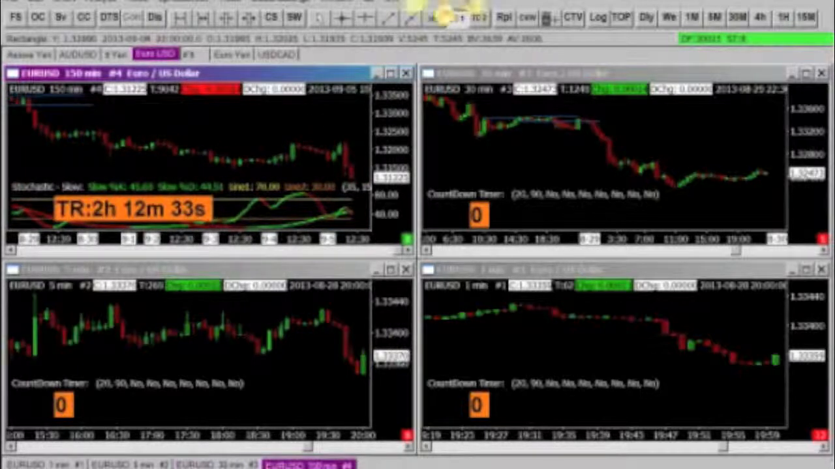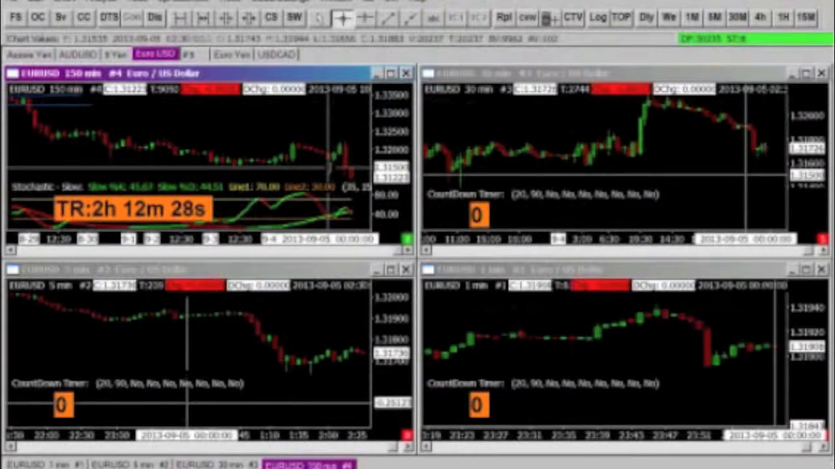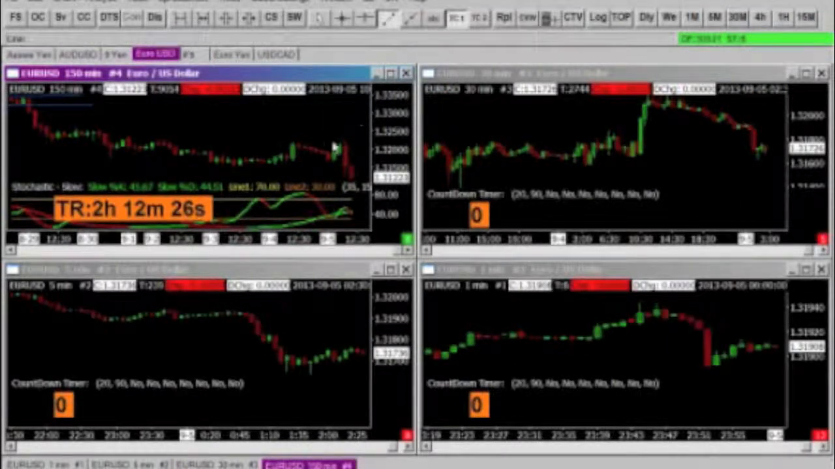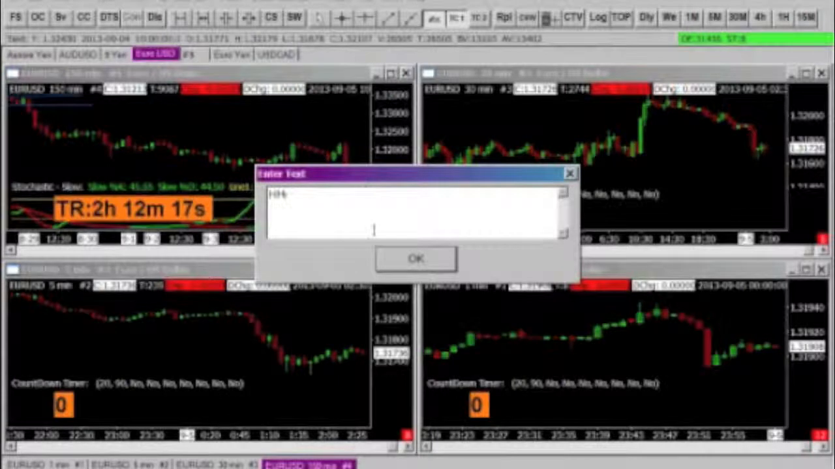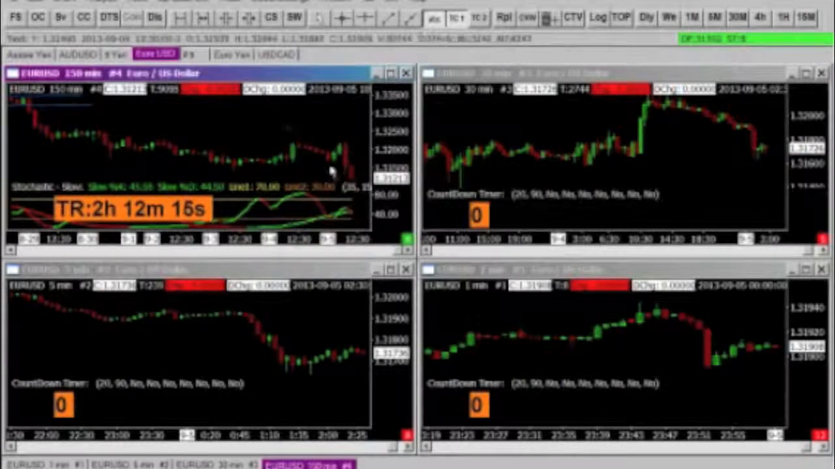I thought it was going up. Okay, I thought it was going up because price, again, on this time frame, was making higher highs here. This is a higher high. And higher lows. This is a higher low.